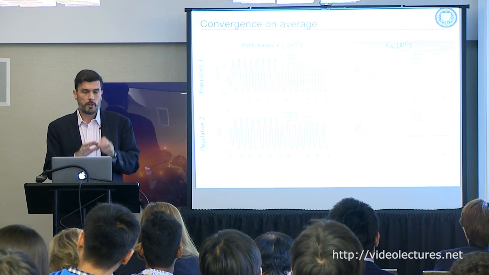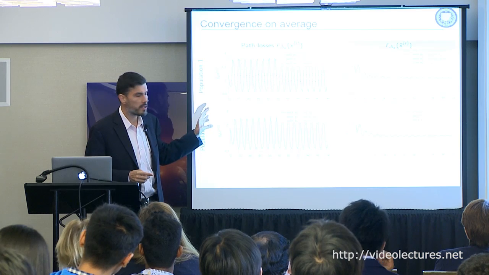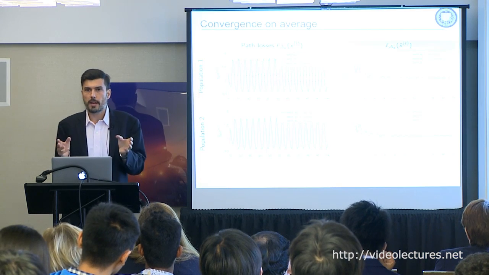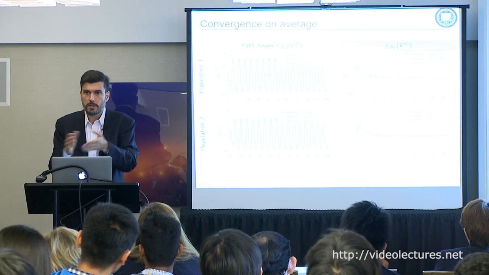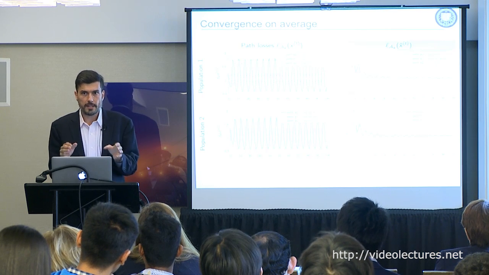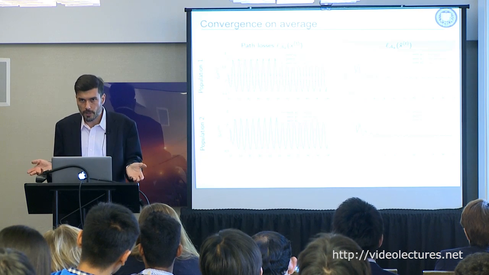So the conclusion of that first assumption is that, you know, if people just try to maximize their personal payoff and have no generic assumption, then you don't even have a guarantee of convergence. So it's pretty bad.